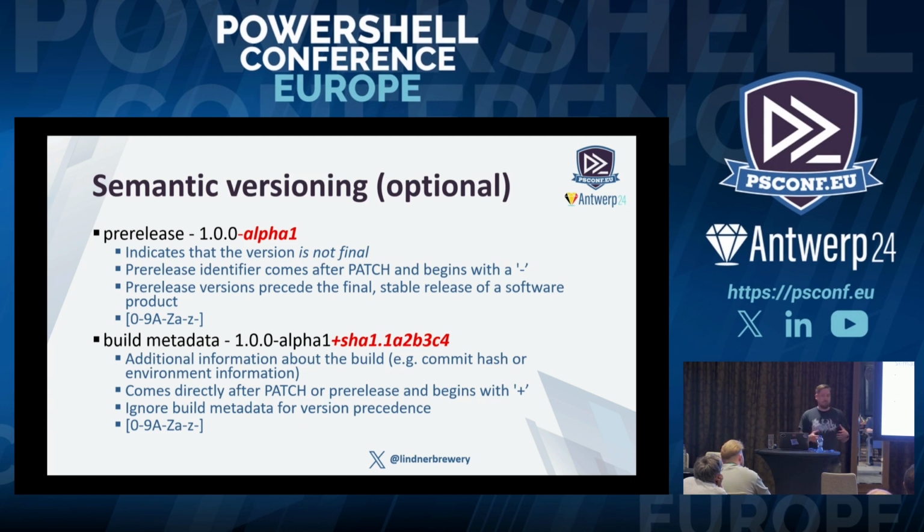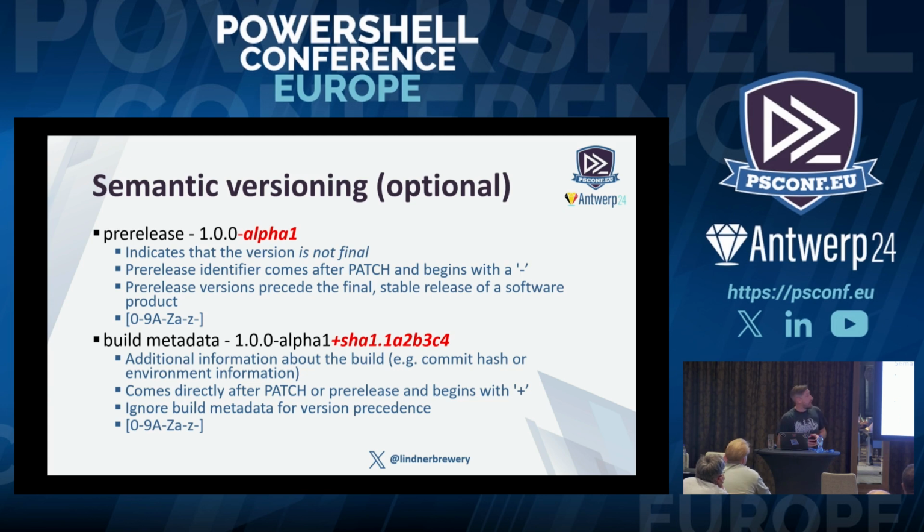Pre-release versions, logically, precede the final stable release. So we got 1.0.0-alpha.1, alpha.2, RC, whatever. And then comes the actual release, which will be 1.0.0. So the 1.0.0 is always newer than a version with a pre-release tag.